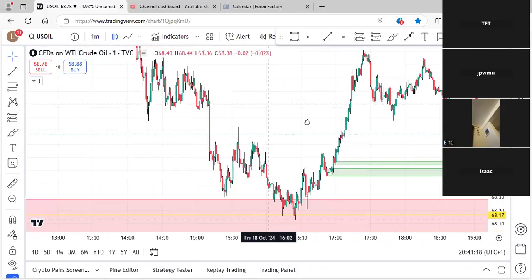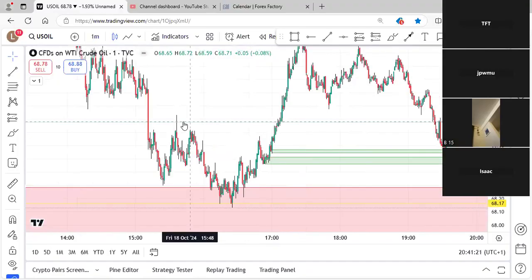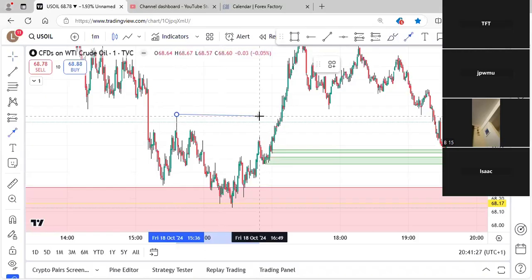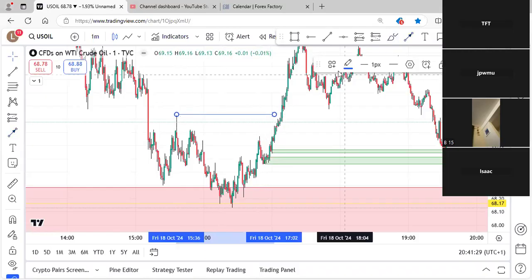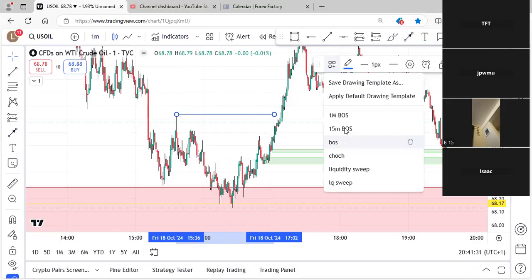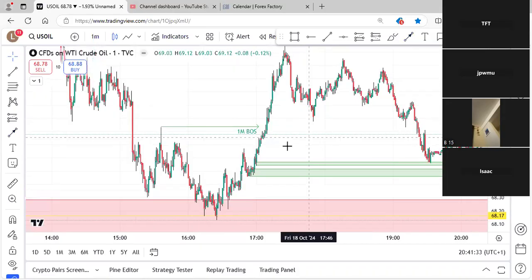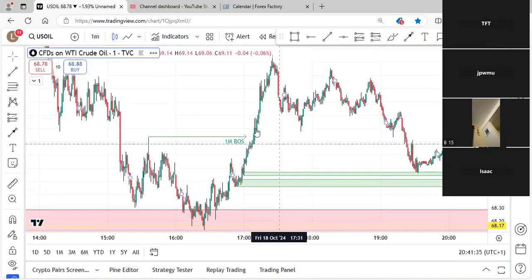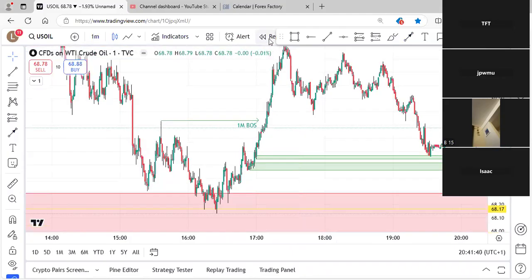a 1 minute change of character breaker structure, which would have been this wick here. High here, possibly. We'll just do 1 minute. And then obviously after this point where it closes above would be search for an entry.